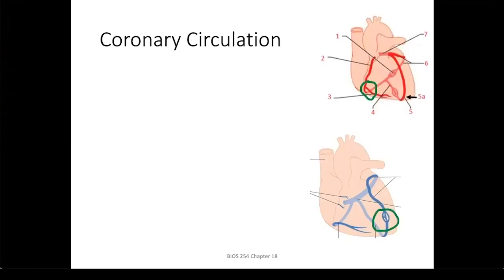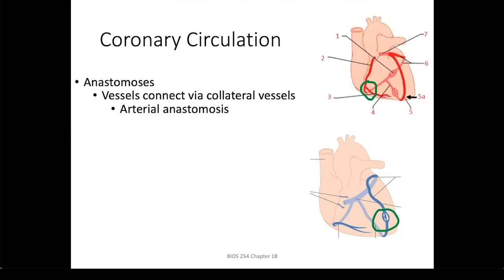The coronary circulation contains numerous anastomoses. These are blood vessels that connect via collateral branches or vessels. If the collateral branches connect two arteries, it is called an arterial anastomosis, and that is illustrated in the upper right part. If the anastomosis is between two veins, it is a venous anastomosis, as seen in the lower right heart. You can also have an anastomosis between an artery and a vein, and that will be called an arterial venous anastomosis.